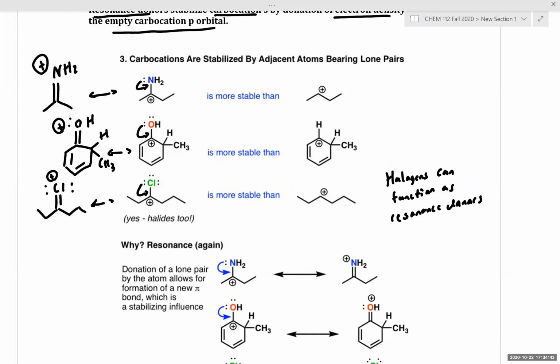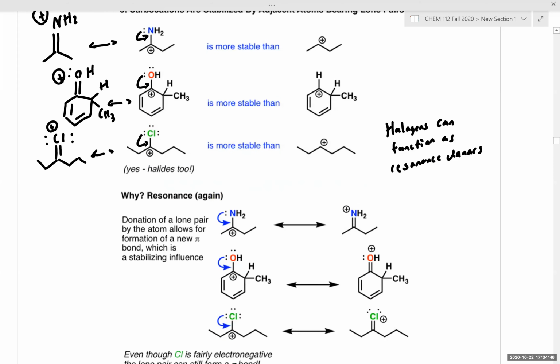Okay, so just as a summary, carbocations adjacent to resonance donors are stabilized via donation of electron density from the resonance donor into our electron deficient carbocation. Does that idea make sense? Perfect, perfect.